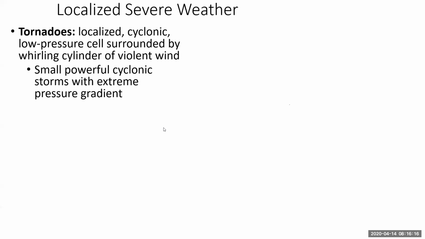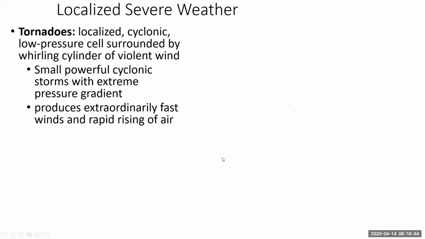The gradient is extreme. The high pressure is really high, and the winds coming from it are going into a low pressure, which is what's causing the whirling cylinder. As a result, the wind is really, really fast. So again, we have an extreme pressure gradient with a tornado. Extreme winds. Anyway, so that's what happens here.